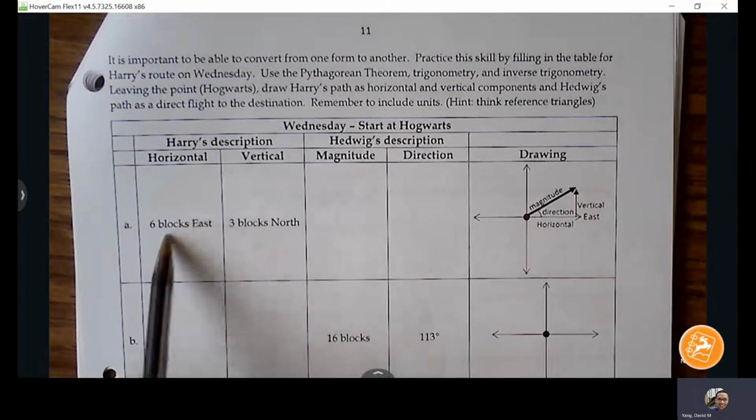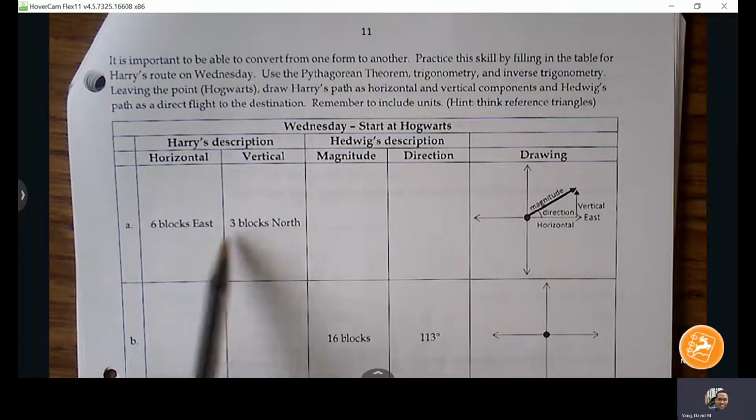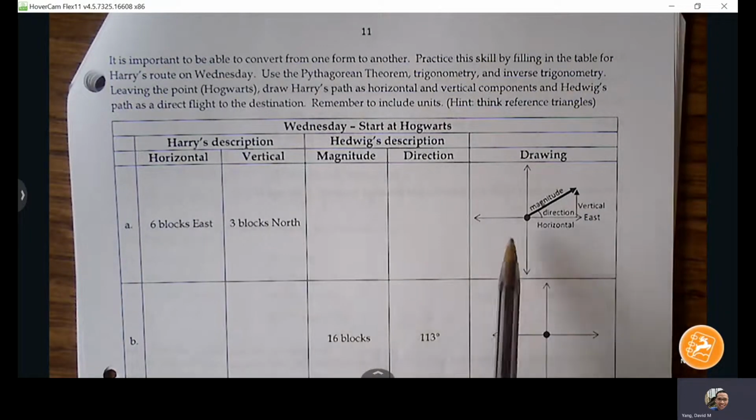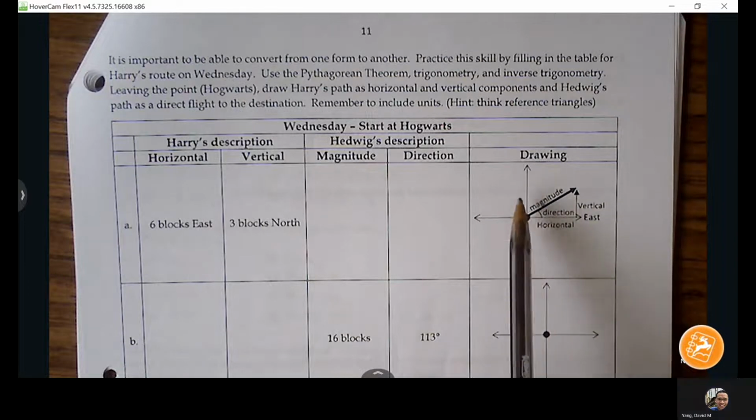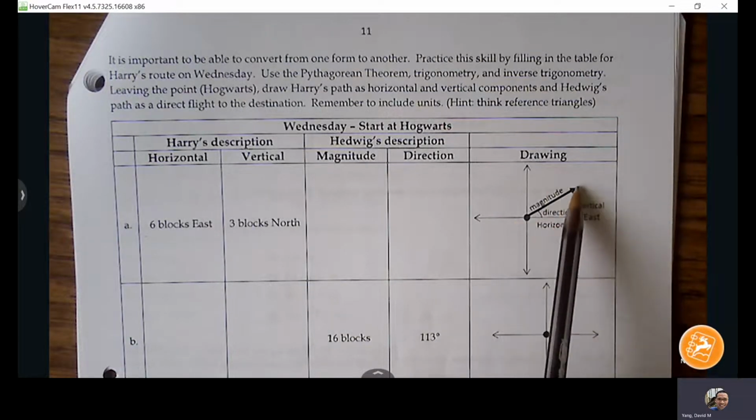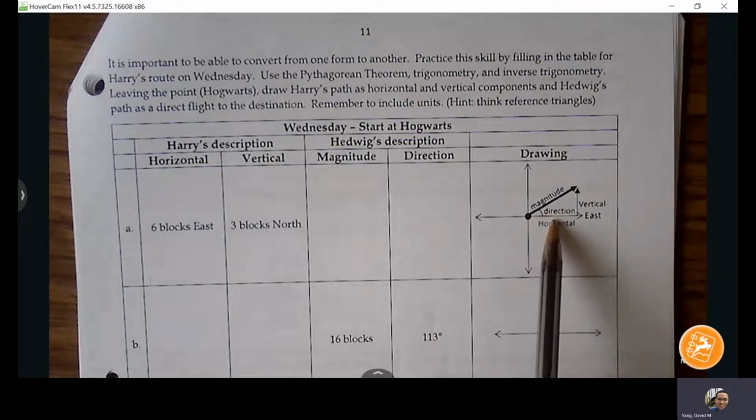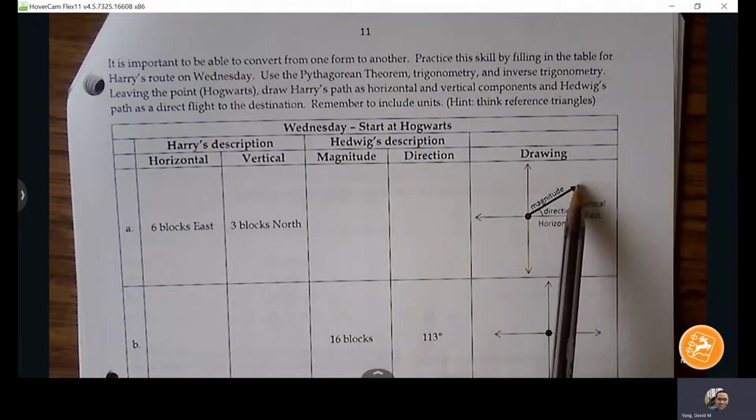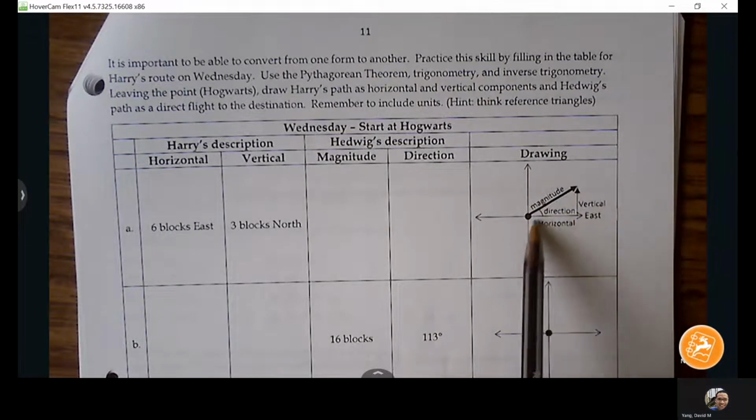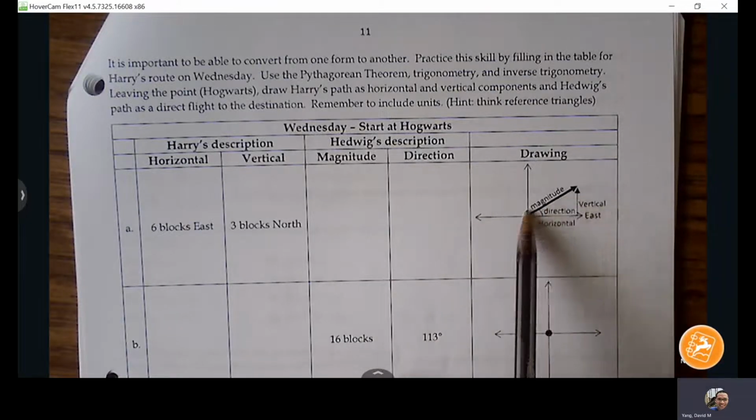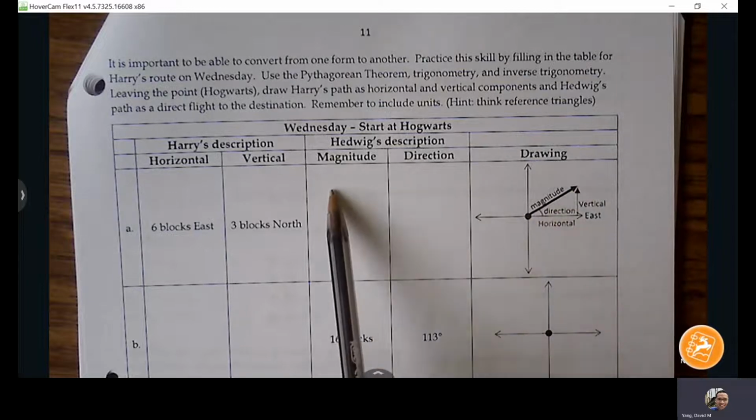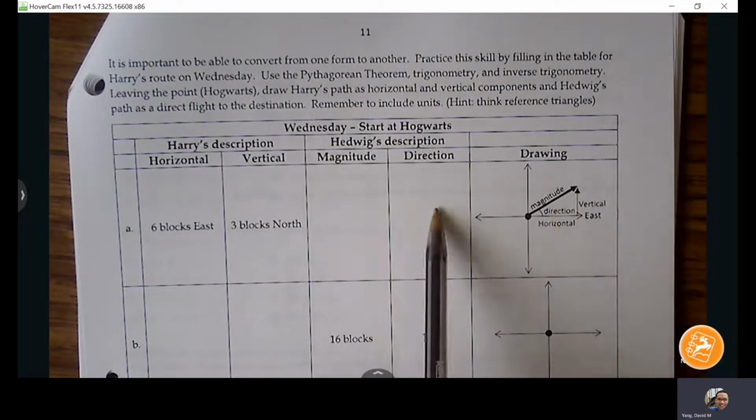Okay, so Harry's going to go 6 blocks east, 3 blocks north. We're just going to have this coordinate plane so that we can kind of map out our progress. So 6 blocks east, 3 blocks north. We can find the magnitude and direction of Hedwig's progress by going through a Pythagorean theorem. And the direction we can use inverse tangent, right?